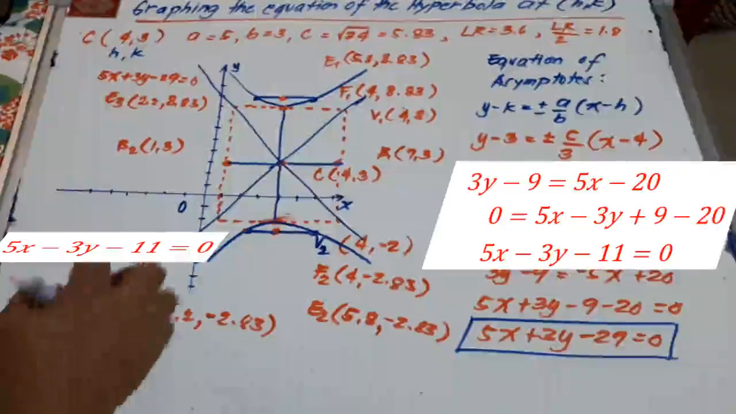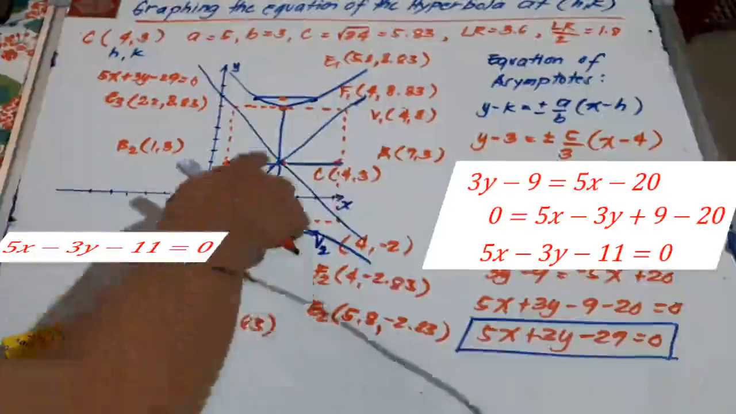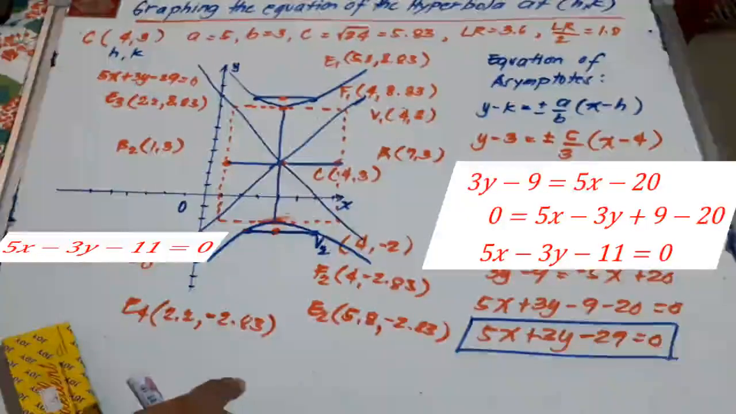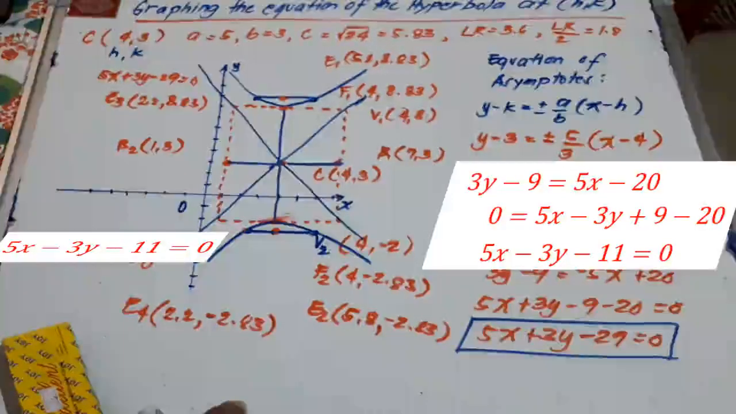We have the endpoints of the conjugate axis, the vertices, b sub 1, b sub 2. Okay? So that will be example number 2 in sketching the graph of a hyperbola with center at HK. Thank you.